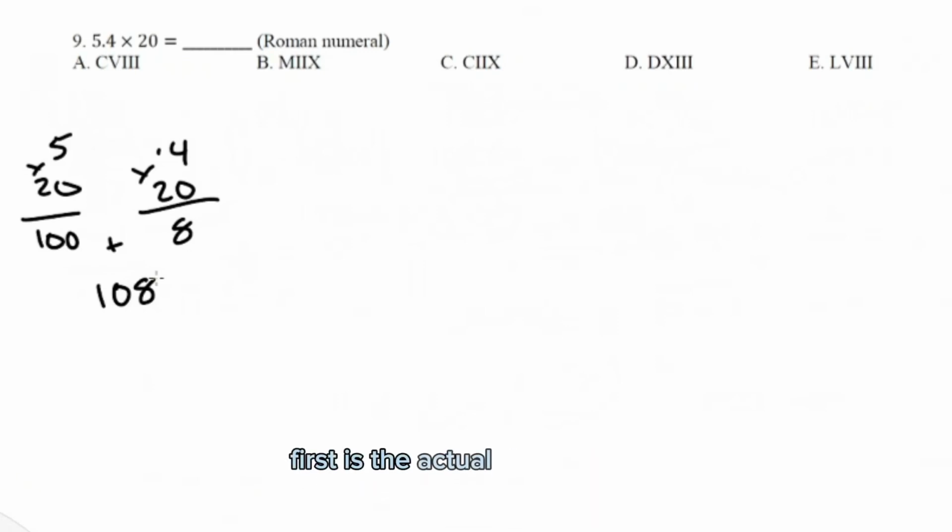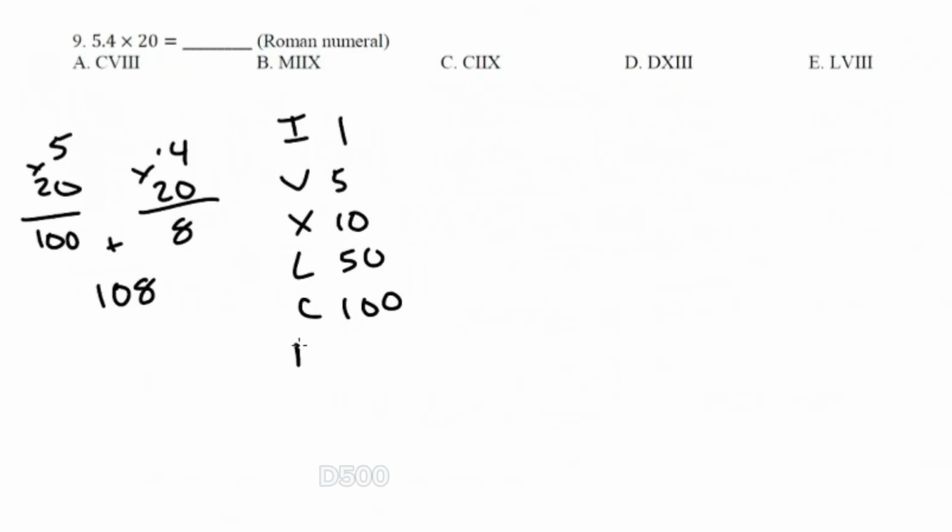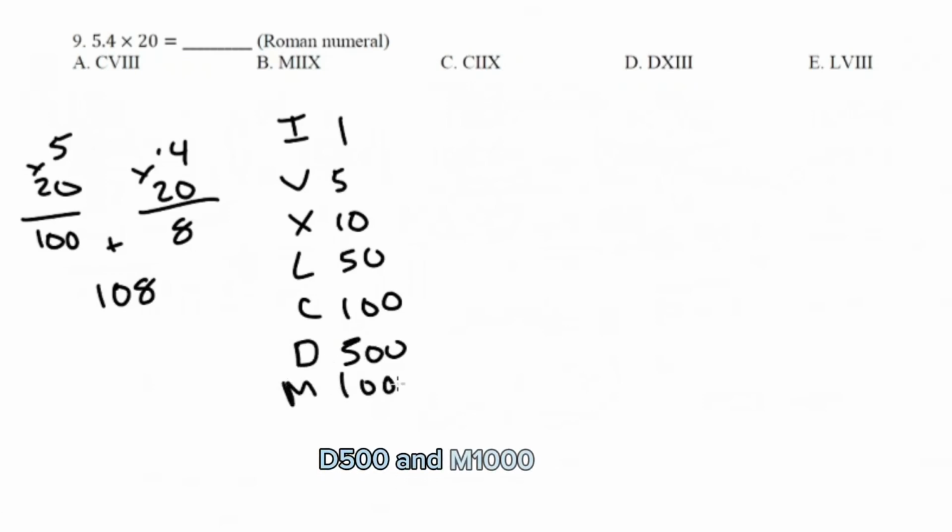Alright, now there's two things you need to know about Roman numerals. First is the actual digits themselves. So we have I, which is 1, V, 5, X, 10, L, 50, C, 100, D, 500, and M, 1000.